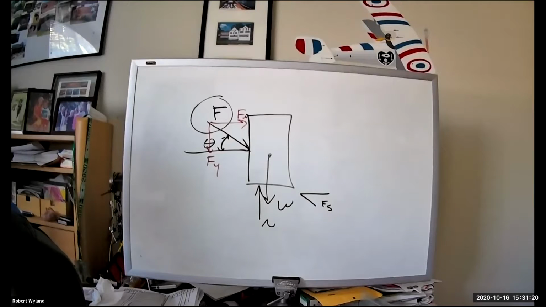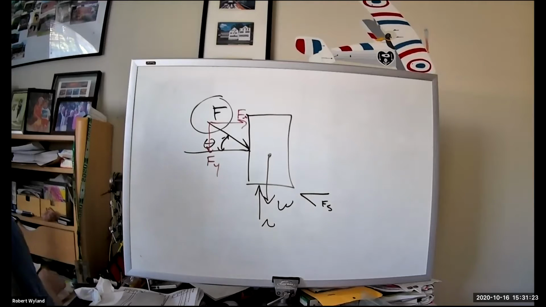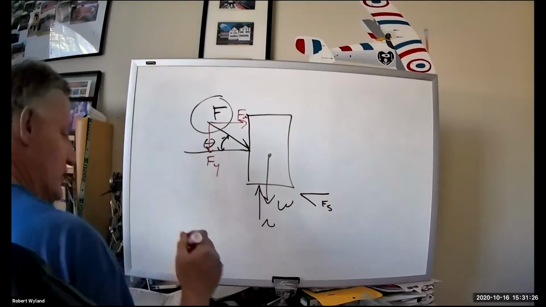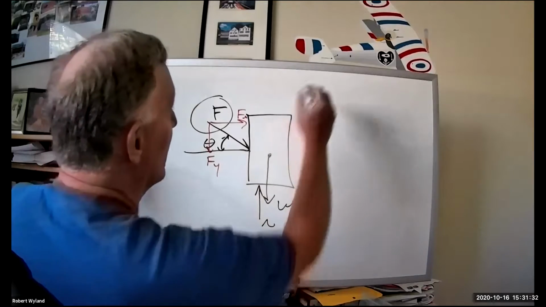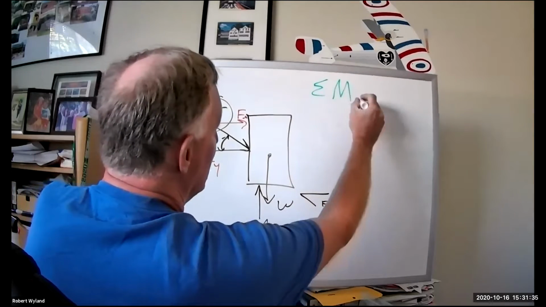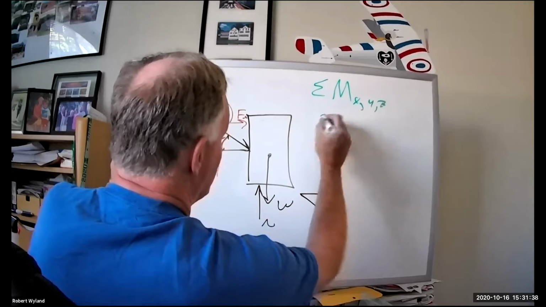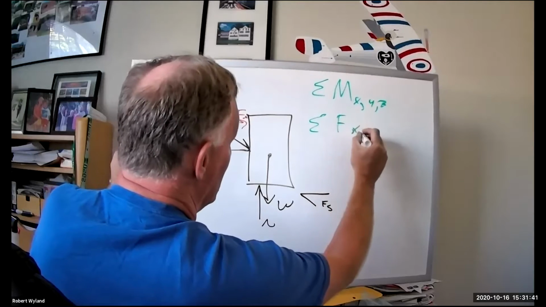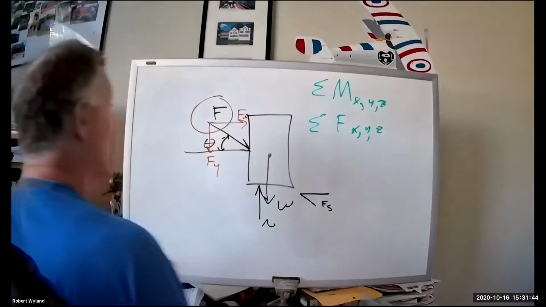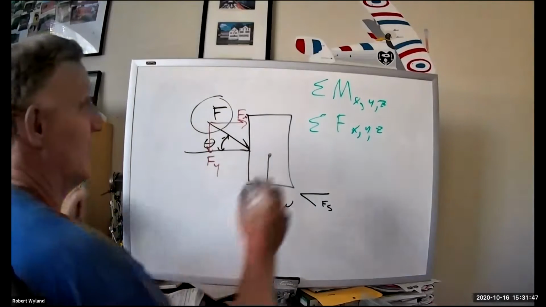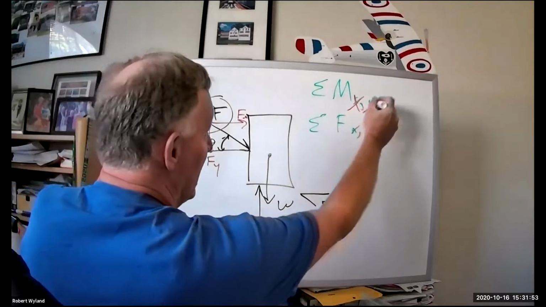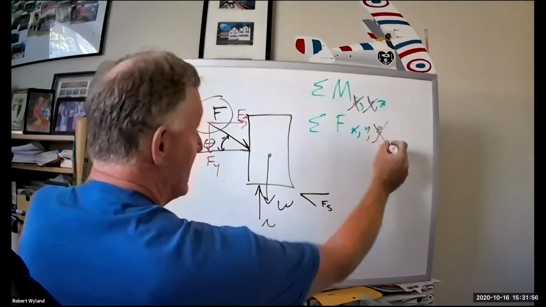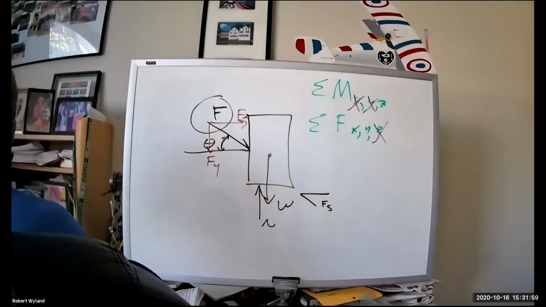Right. So that's what we're getting to, that eventually you're going to be able to use these diagrams to do the summation of your six equations. We're going to have the sum of the moments in X, Y, and Z, and the sum of the forces in X, Y, and Z. Of course, this is a two-dimensional problem, so like I said last time, we're not going to have this, this, or this, but the moment is still possible to have.